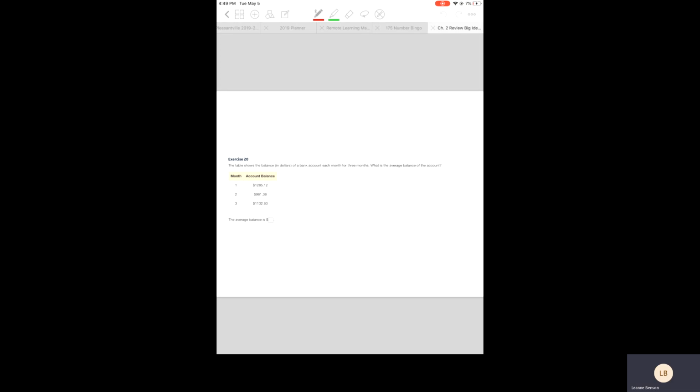Okay, and last question. The table shows the balance in dollars of a bank account each month for 3 months. What is the average balance of the account? Okay, so we don't have any negatives here, which is nice. So it makes it a little bit easier to find the average balance. So to find the average, we always add up and divide by how many values we have. Okay, so I'm going to add this all up together. And I'm going to divide that by 3 because that's my 3 months.